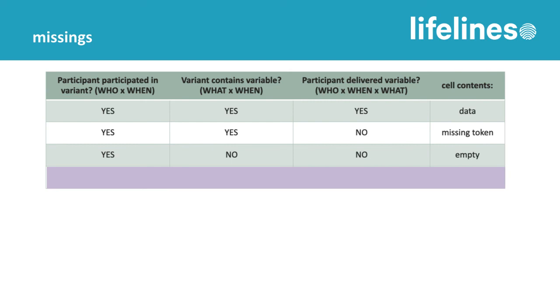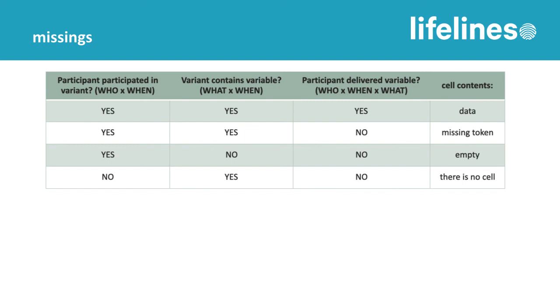So if you see that, it means your participant was never in the situation that this variable was collected for that time point. If a participant did not participate in a variant that collected that variable and could not have delivered the variable for that purpose, then there is no cell at all in your table, so you will not see any information for that participant and that variable.